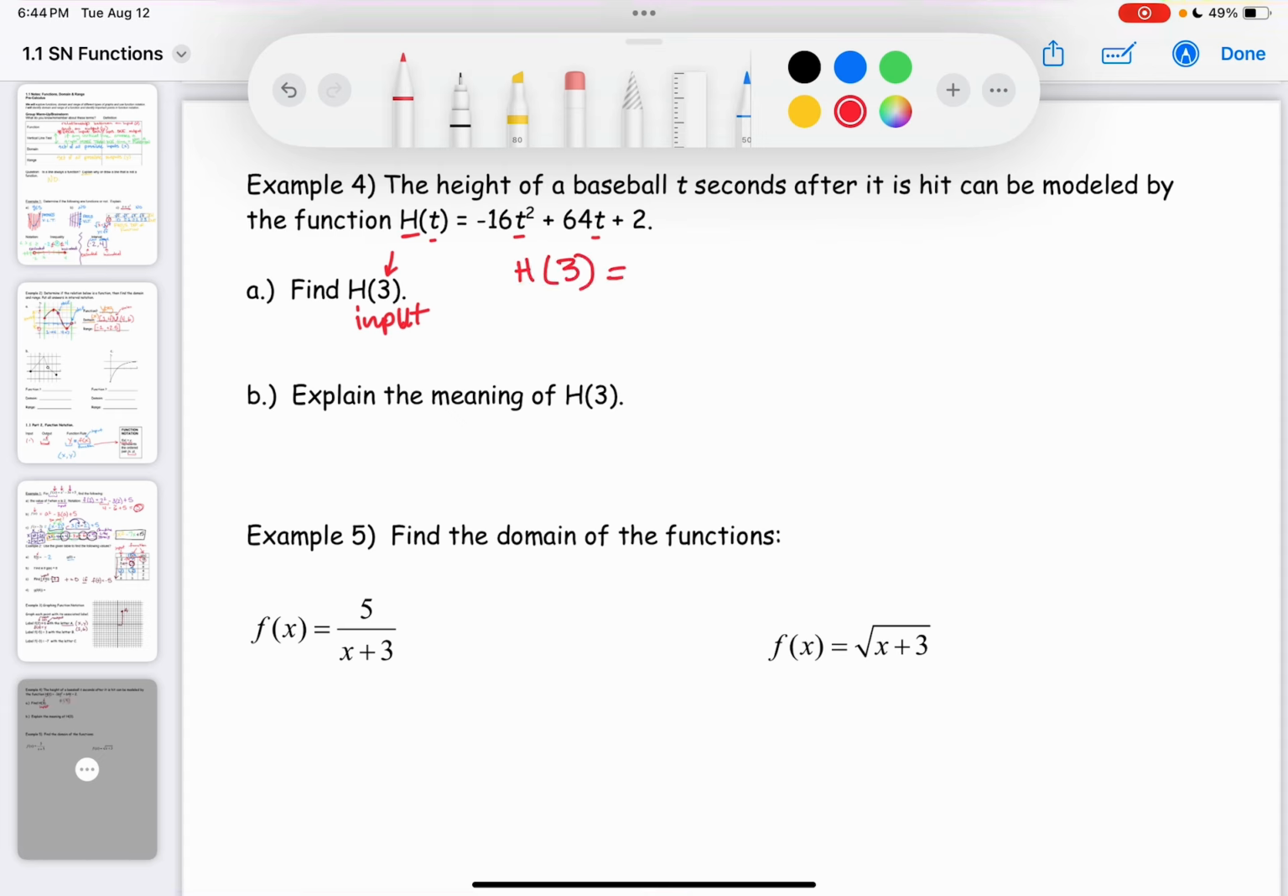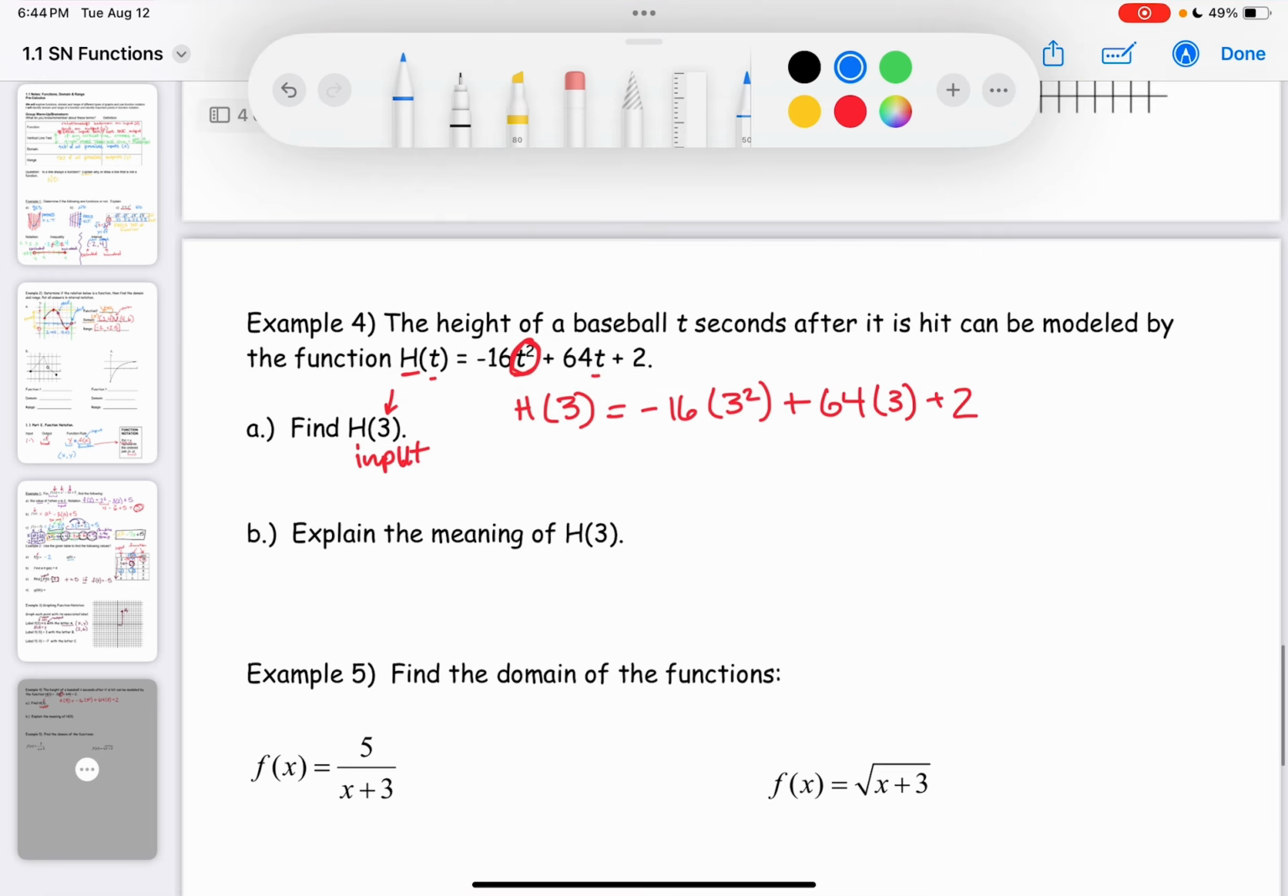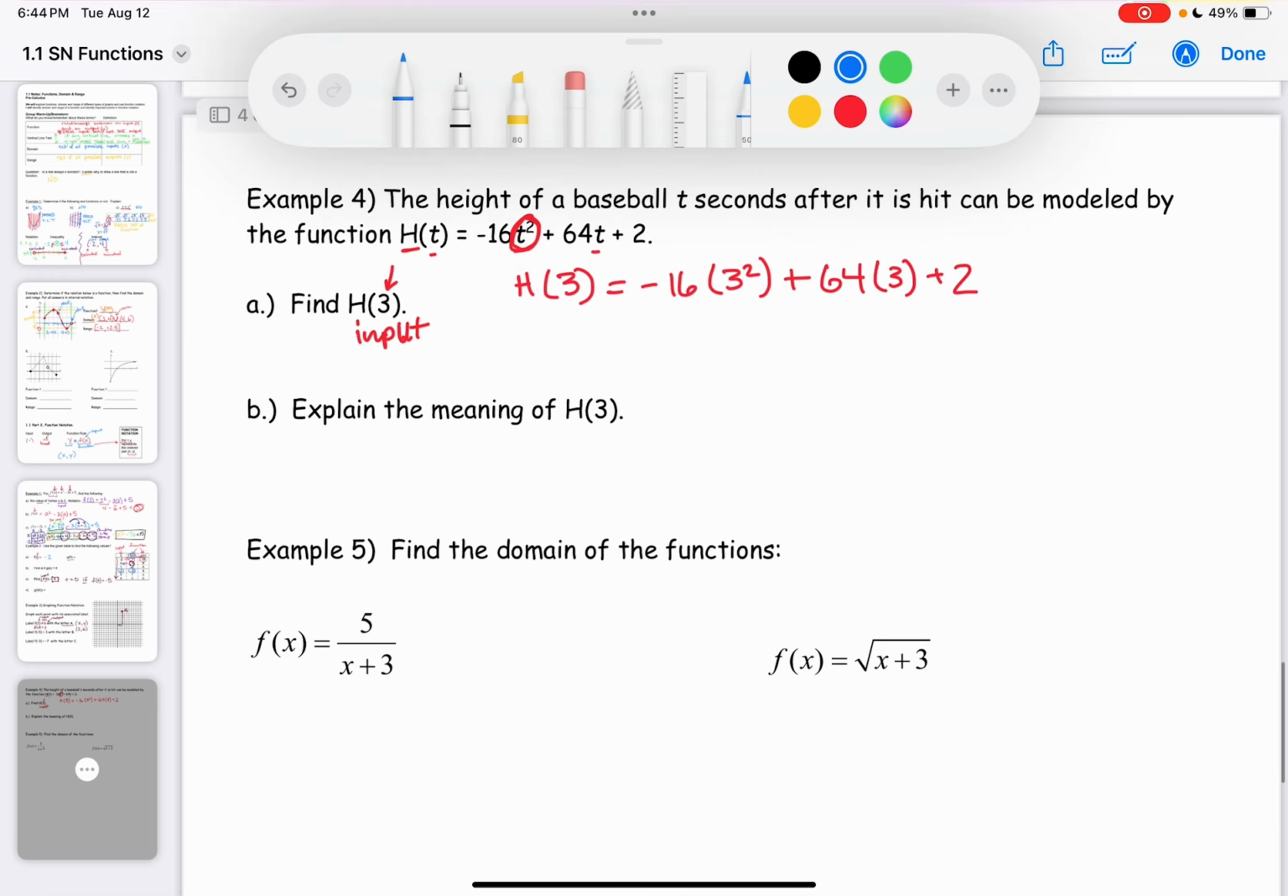So function h with an input of 3 seconds equals -16 times 3 squared. It's important to see that that squared and the t go together, not to the 16, but to the time, plus 64 times 3 plus 2. All right, I'm doing all this with no calculator, so let's work it out.